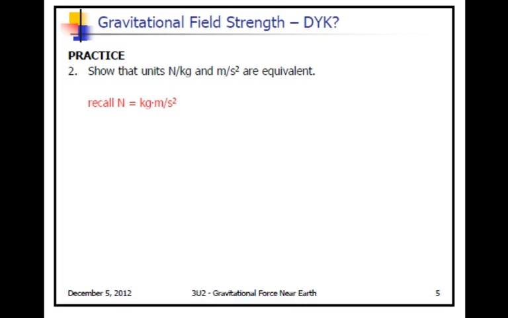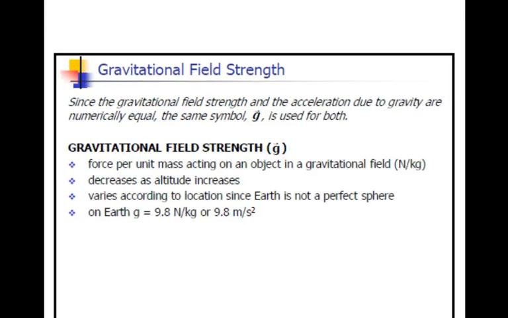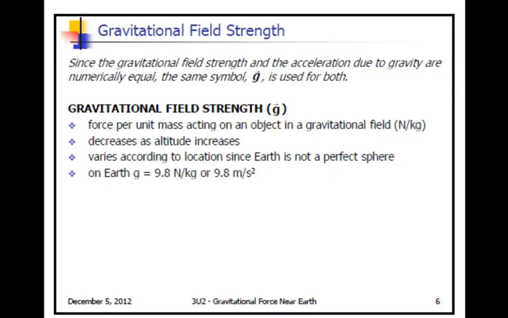Here it says to show that the units, newtons per kilogram and meters per second squared, are equivalent. You can find something online to do that if you'd like. It's not that necessary to understand that. But this slide I'd like you to copy down. Gravitational field strength is the force per unit mass acting on an object in a gravitational field. It decreases as altitude increases. It varies according to the location, since Earth is not a perfect sphere. And it's about 9.8 newtons per kilogram on Earth.